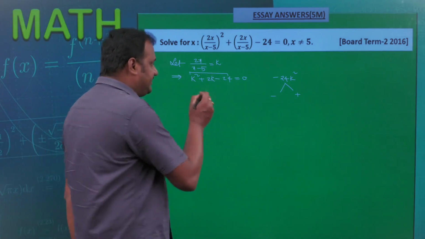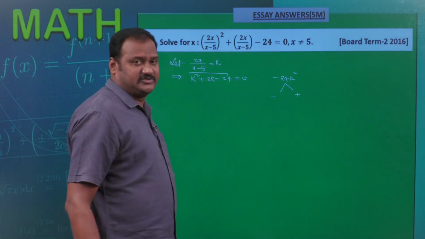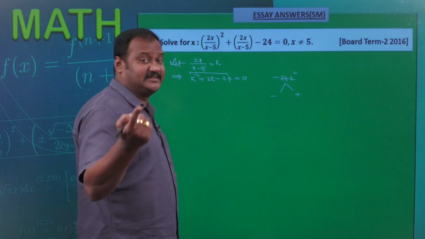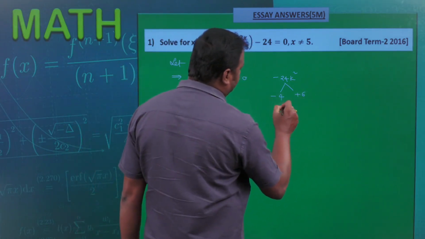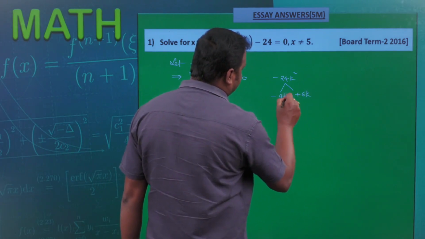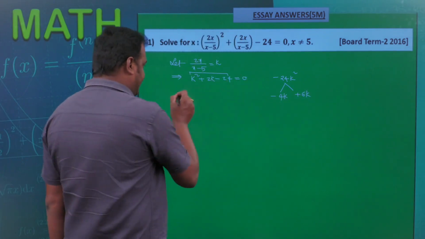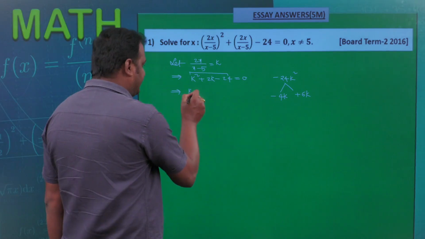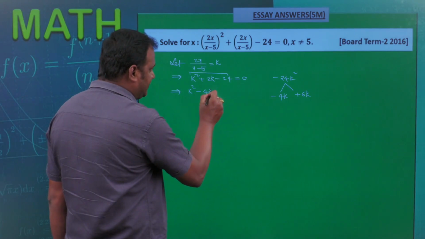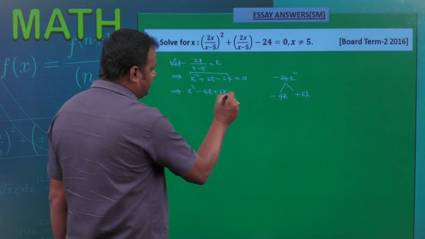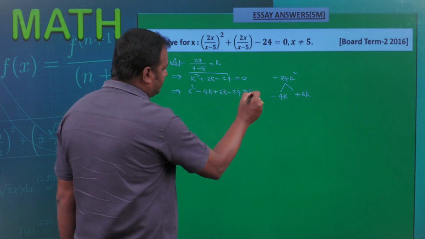Yes. See here, the middle term sign is positive, so the bigger number gets the positive sign. So the bigger is 6, 6 4s are 24, right? 6 and 4. And this is 6k and this is 4k. Let me write them. This is k square plus 2k, that is going to be k square minus 4k plus 6k minus 24 is equal to 0.